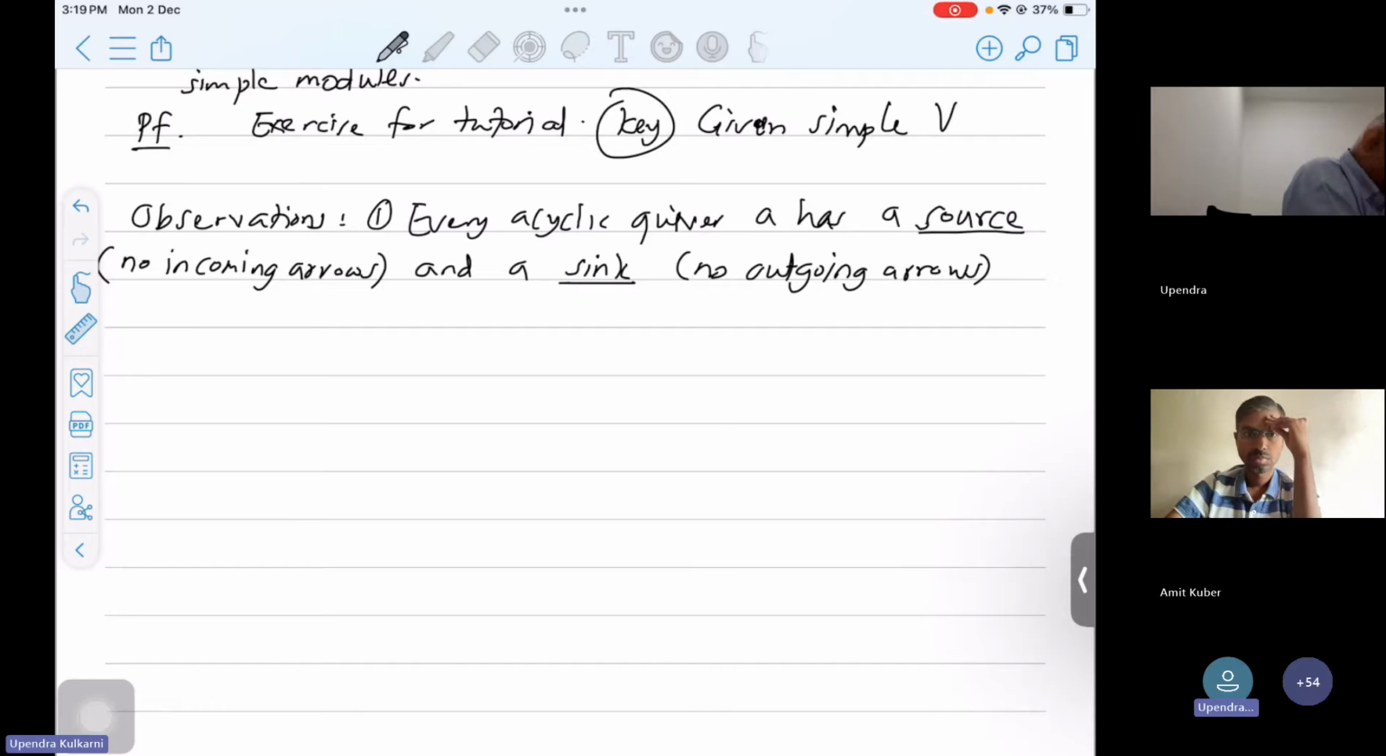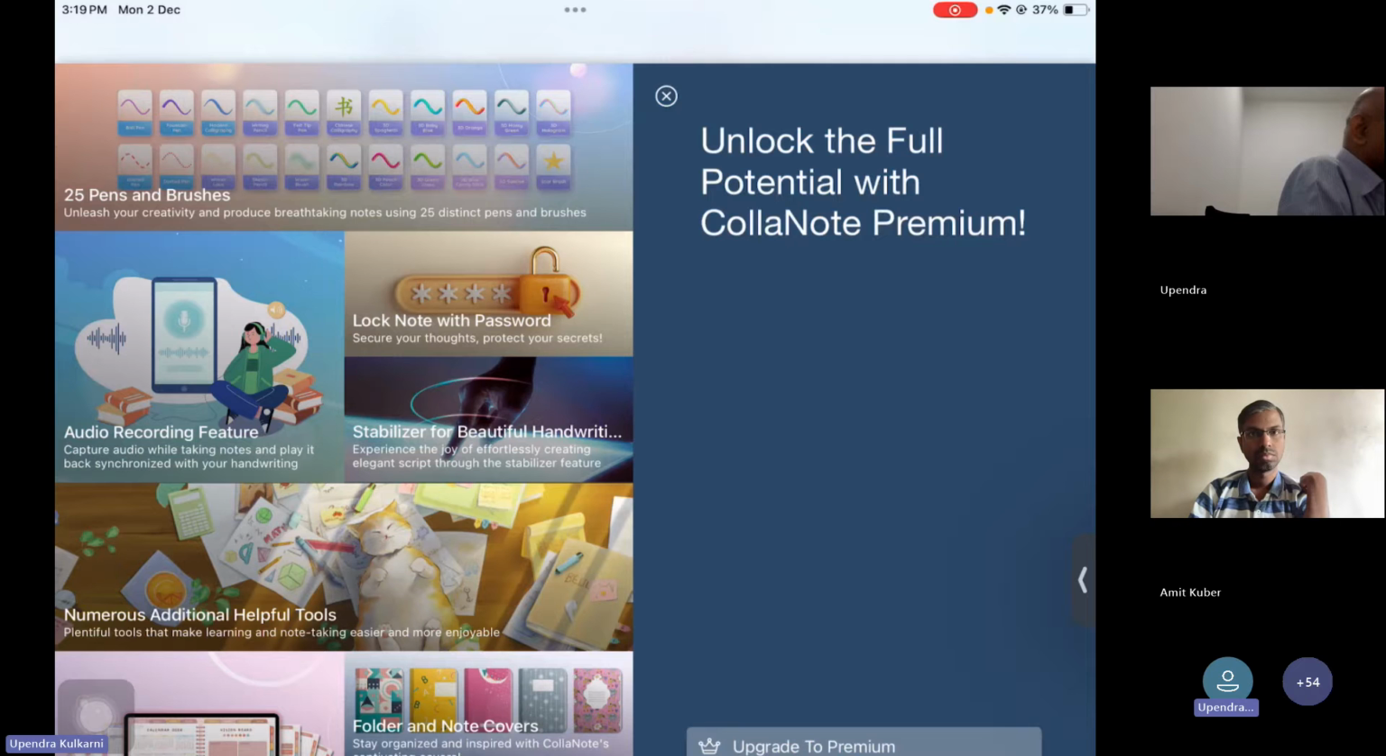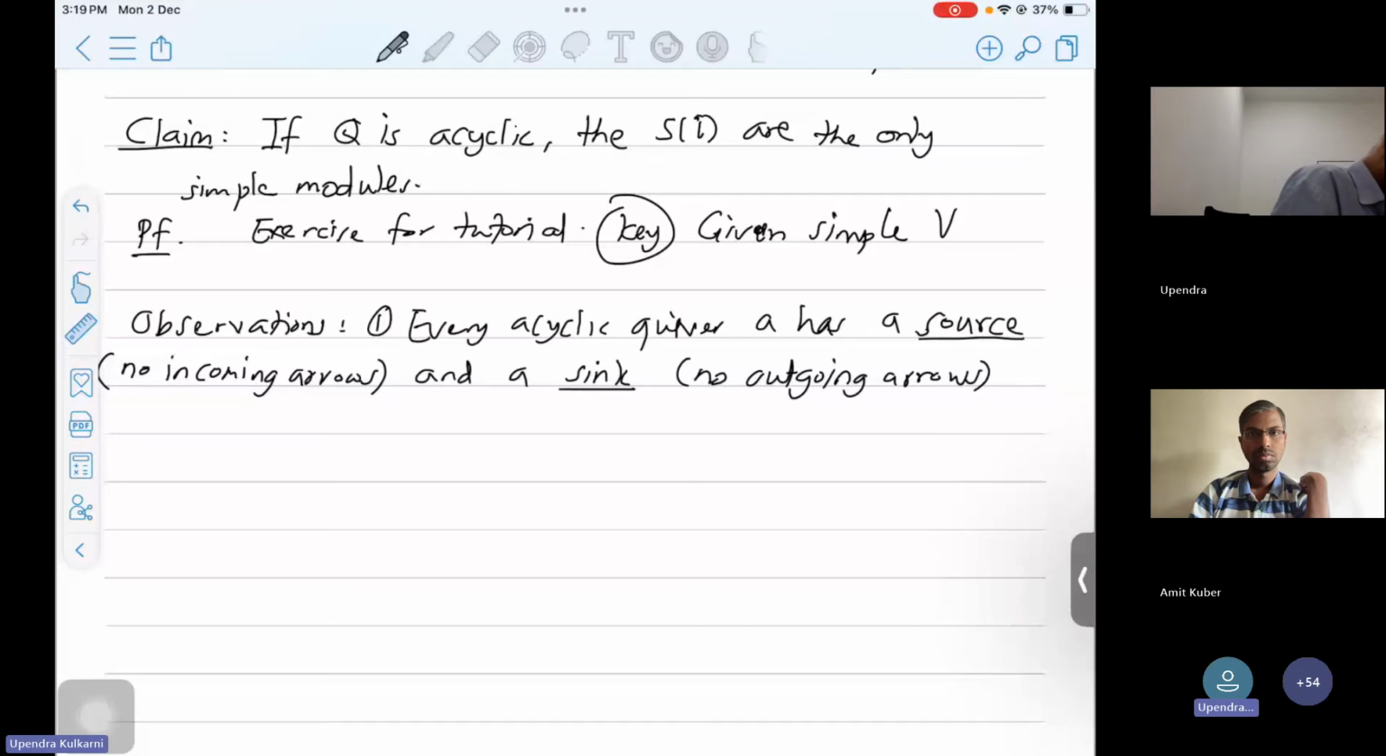Just take a minute. Okay. So how am I going to find a sink? Well, just take any vertex. If it is not a sink, then what does it mean? That it will have an outgoing arrow. All right. Walk along that arrow. Can you come back to the same vertex? The answer is no, because I said that my quiver is acyclic, which means that there are no directed cycles, so I cannot have loops.